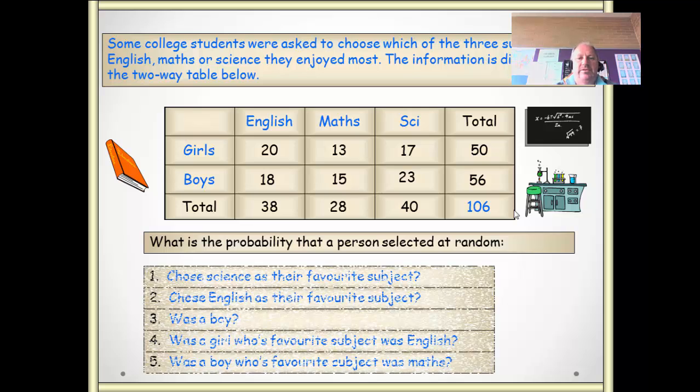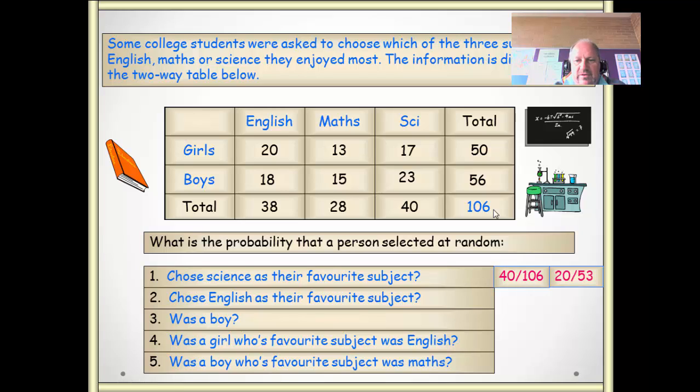What's the probability of these things? Those who chose science as the favourite subject. It doesn't specify girl or boy, so that's the total number who like science, so that's 40 out of 106, which can be simplified to 20 out of 53. Chose English as their favourite subject: 38 out of 106, which simplifies to 19 on 53. Was a boy, so how many boys were there? It's 56 out of 106, which simplifies to 28 out of 53.